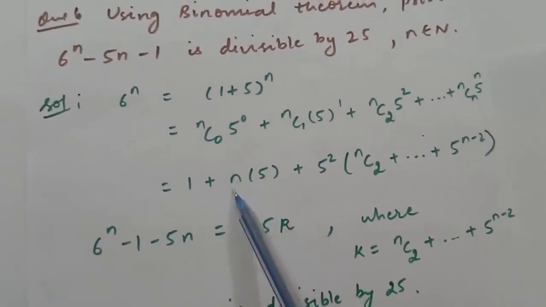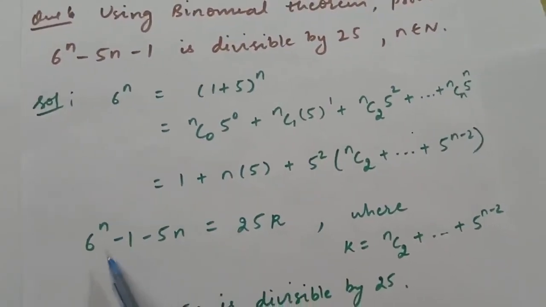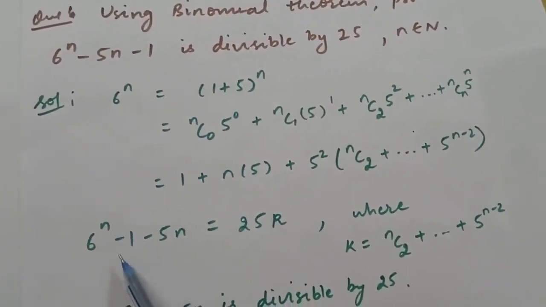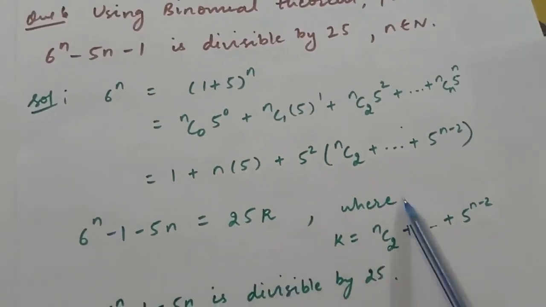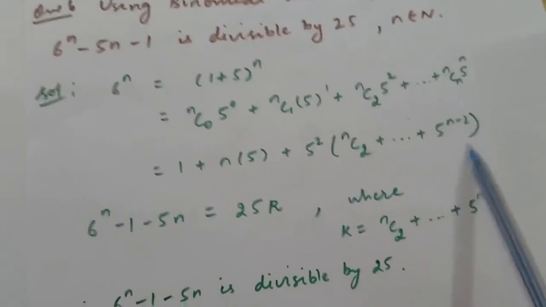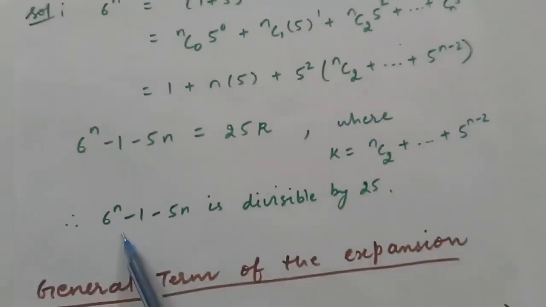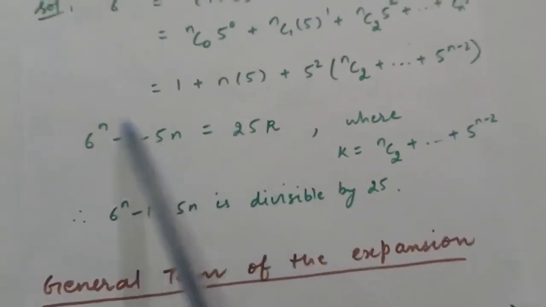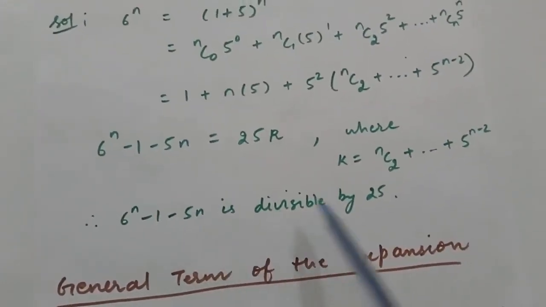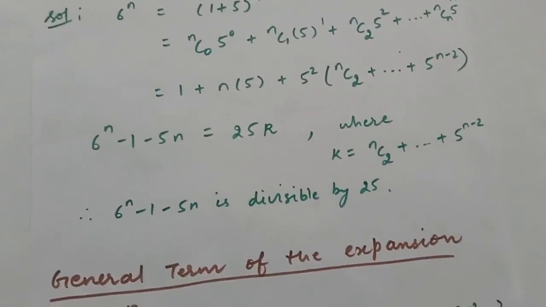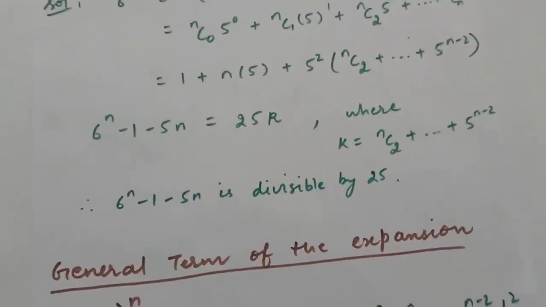Now take this to the left side. So 6 raised to the power n minus 1 minus 5n is equal to 25k, where k is nothing but this term only. So therefore we can say, because this term is a multiple of 25, it is divisible by 25. This is only what we wanted to show, right?